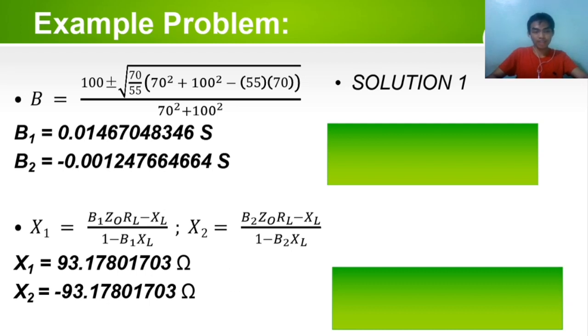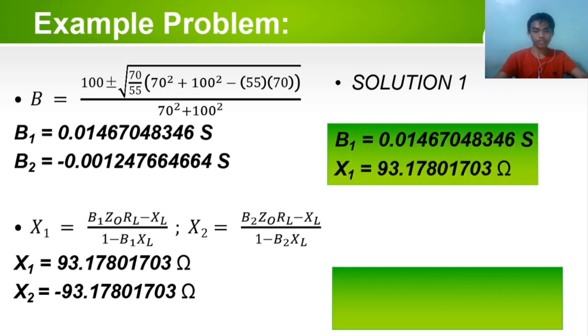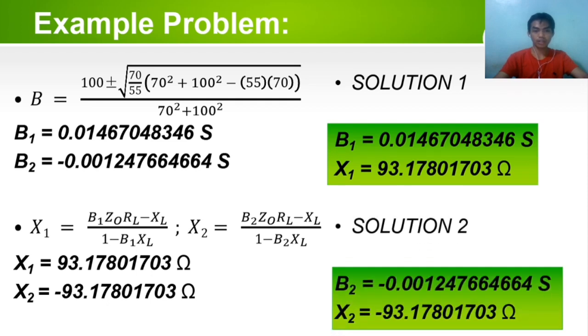So after getting the susceptance and reactance, they are grouped in pairs. So we have solution 1, B1 and X1, and for solution 2 we have B2 and X2. So this is not yet the final answer for getting the capacitor and the inductor.